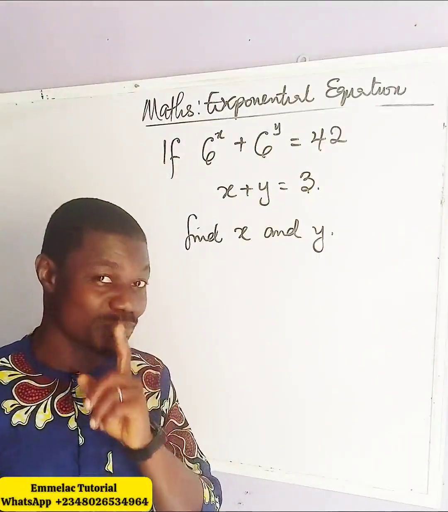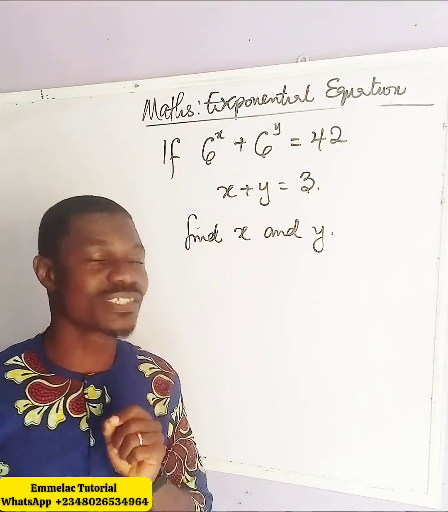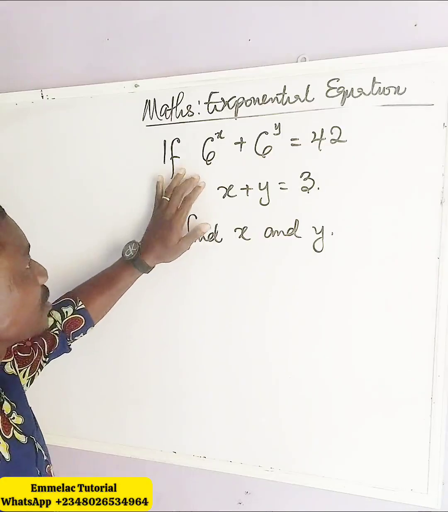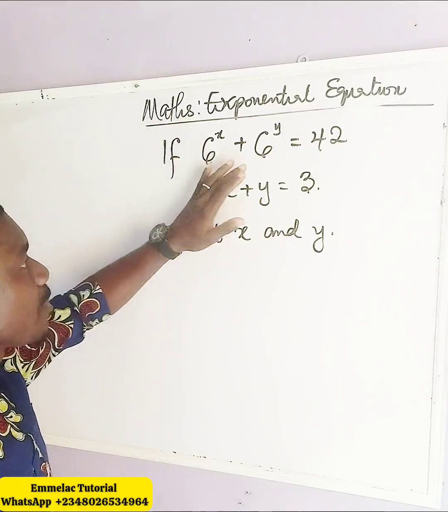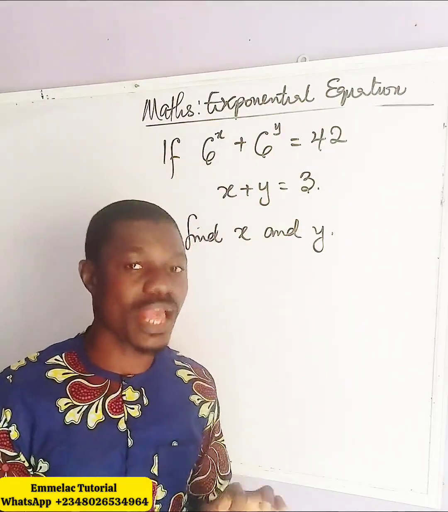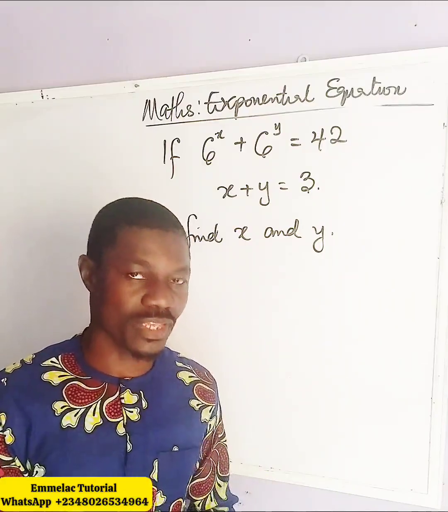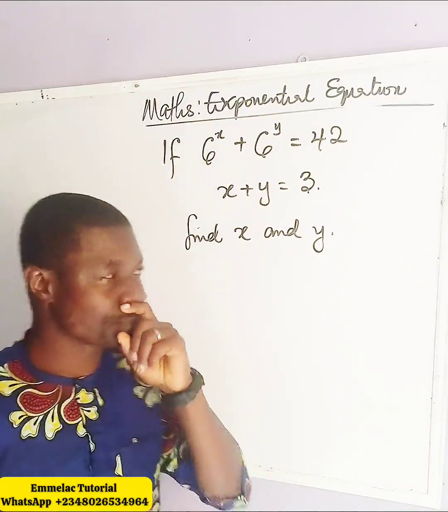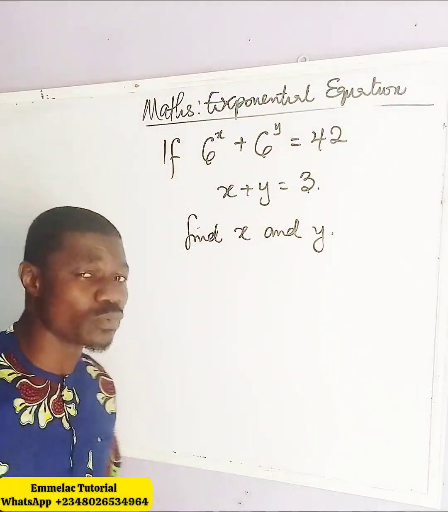Now before us is this beautiful and interesting exponential equation, and it reads that 6 raised to the power of x plus 6 raised to the power of y equals 42, and we are told that x plus y equals 3. So we are told to find the value of x and the value of y. Now looking at this, how do we start?